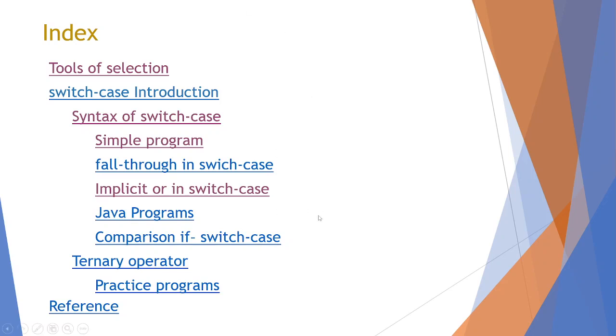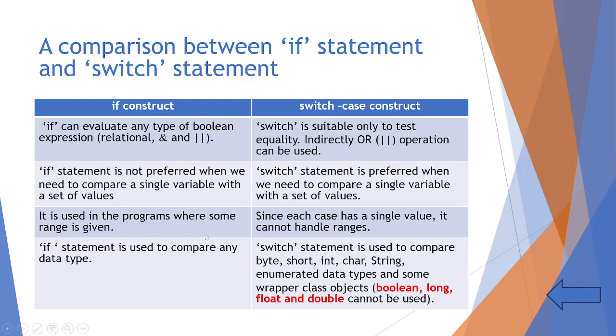Switch case has some restrictions compared to if. Let's see those. First thing is, if can evaluate any type of Boolean expression, that is relational or logical. Switch is out of relational operators, I mean greater than, less than, greater than or equal to, less than or equal to, not equal to. But switch is suitable only to test equality, double equals to sign, and that too implicitly. And also implicitly or indirectly, OR operation, no AND operation.